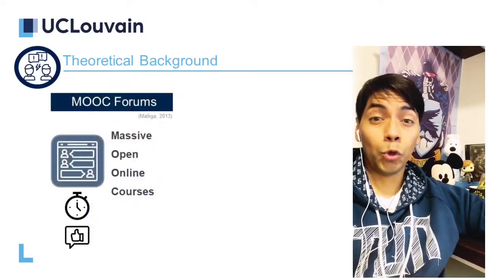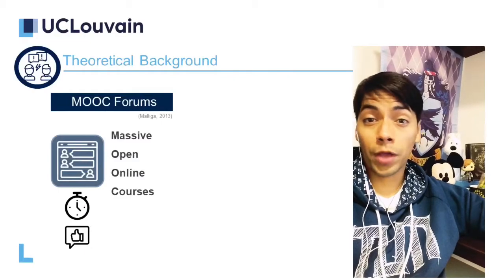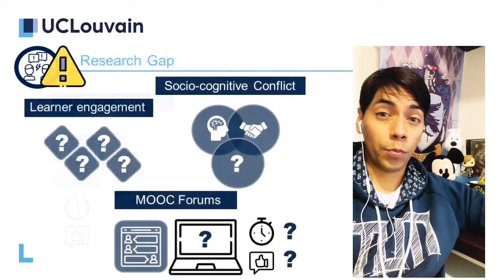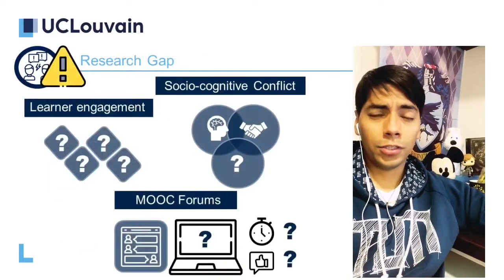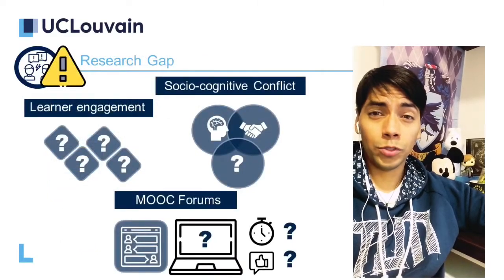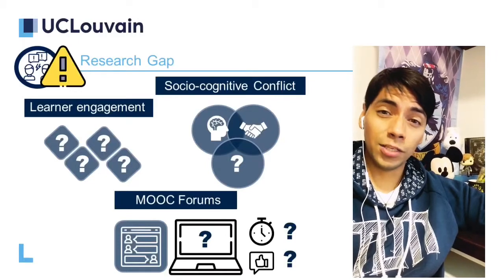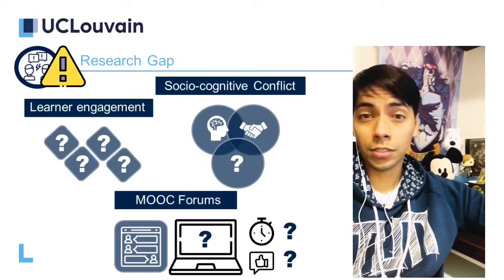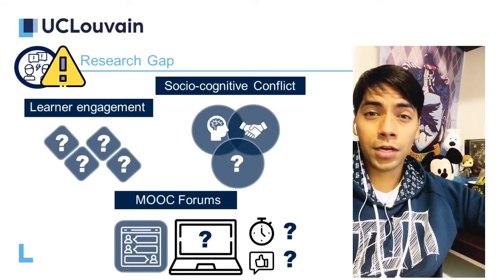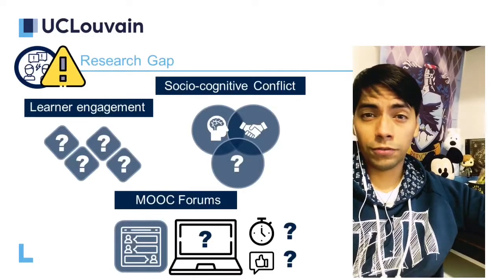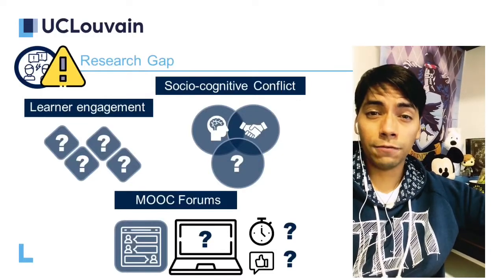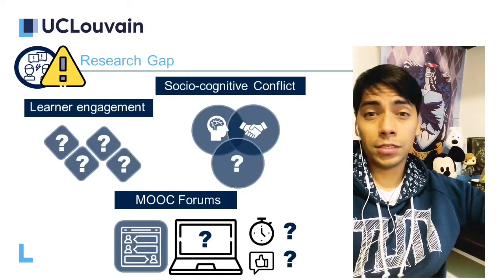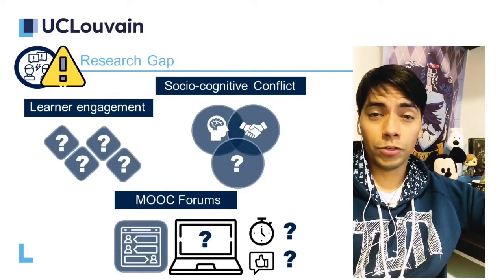MOOC forums could provide a good environment for learners to have these socio-cognitive conflicts and discuss content-related topics. However, there are still lots of things that we do not know about how learners engage in MOOC forums. How does the teaching presence help learners to discuss the content of the course? And how does the asynchronous nature of the discussions or the feedback that the learners receive affect the way in which they reconstruct learning? And that is what I'm going to try to investigate in my research project.